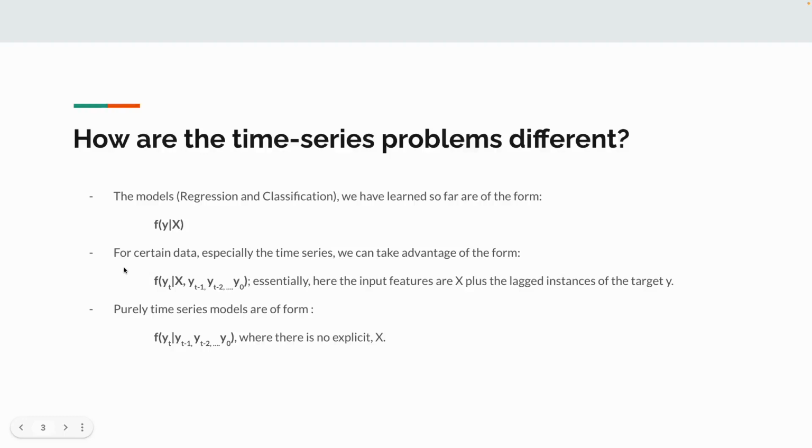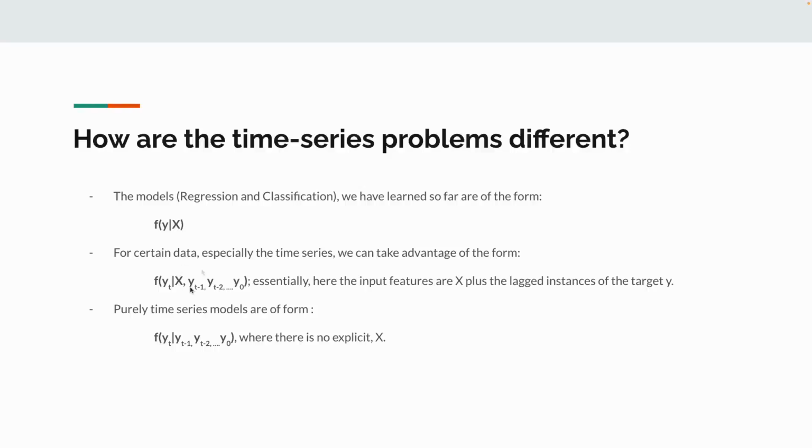So the general structure of a time series model follows this. Here again we are learning a function f that explains y at time index t given x and a bunch of y's. If you are predicting at t, you might also include the values at t minus 1, t minus 2, and up to t0. We want to predict the value of y at time index t by using all the previous values of y and a bunch of x.